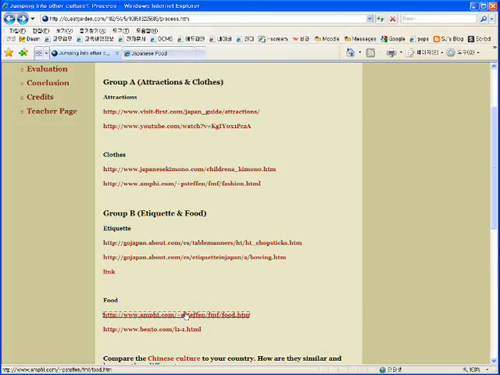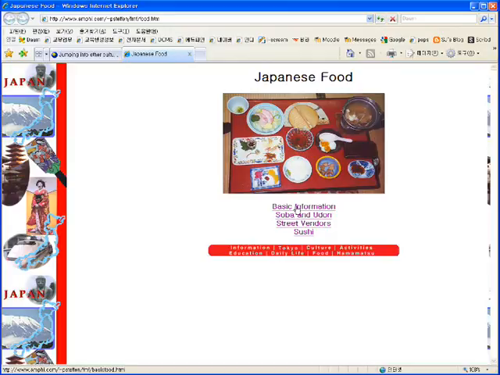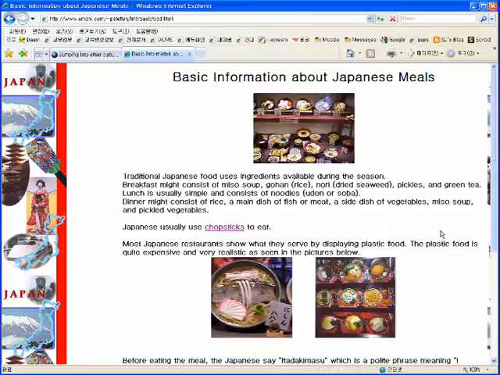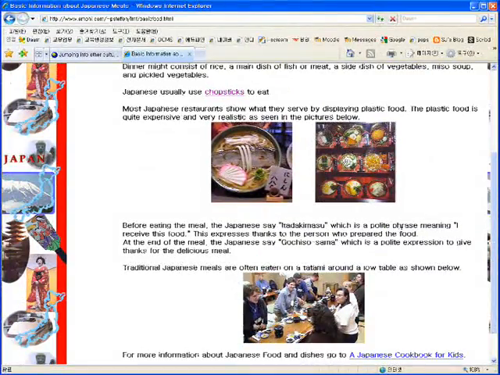Now we can take a look at some websites dealing with food. As you can see, this website deals with basic Japanese food. We'll also click on this link here. We can have a look at the information about chopsticks.